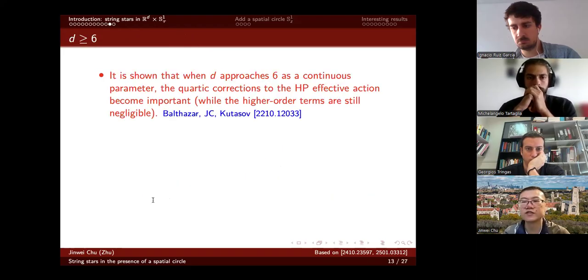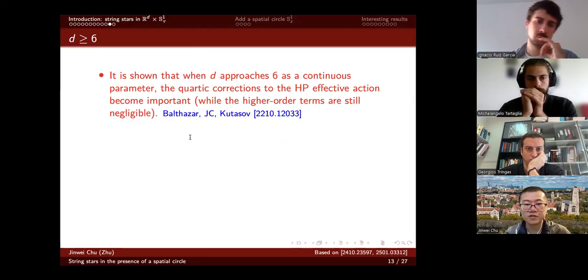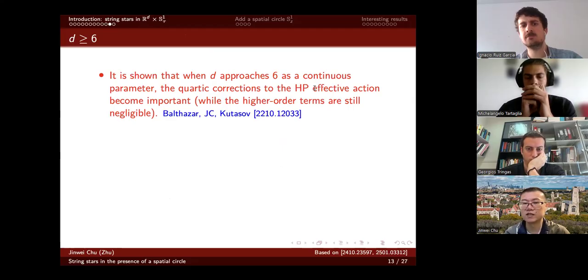Before moving on to the second part, let me say a few more words regarding this higher dimensional string star, namely when d is larger or equal to 6. So in my previous paper with Bartos and Kudasov, we showed that when d approaches 6 as a continuous parameter, the quartic corrections to the effective action become important. But the good news is that higher order terms are still negligible.